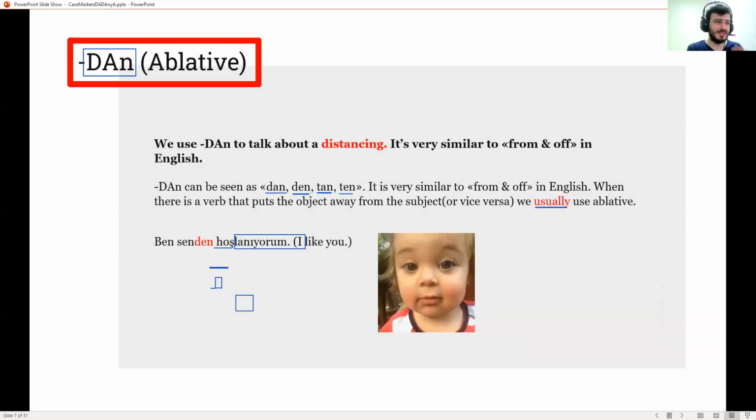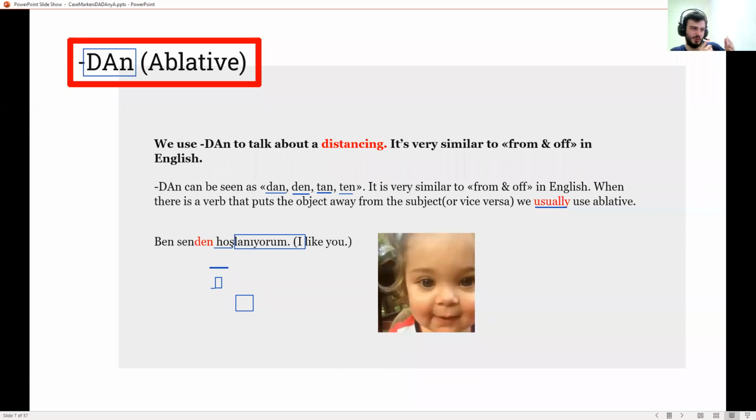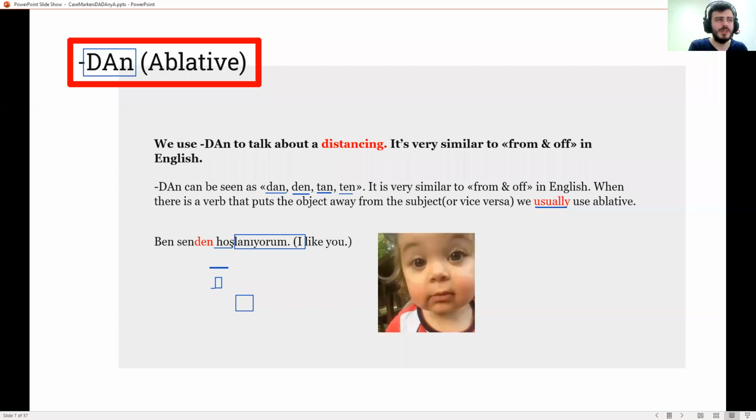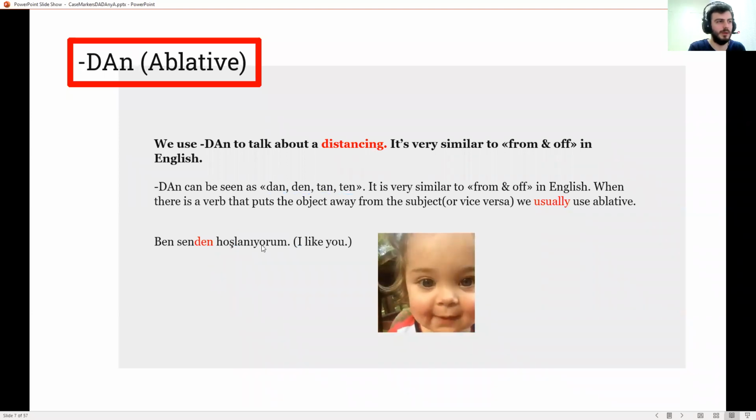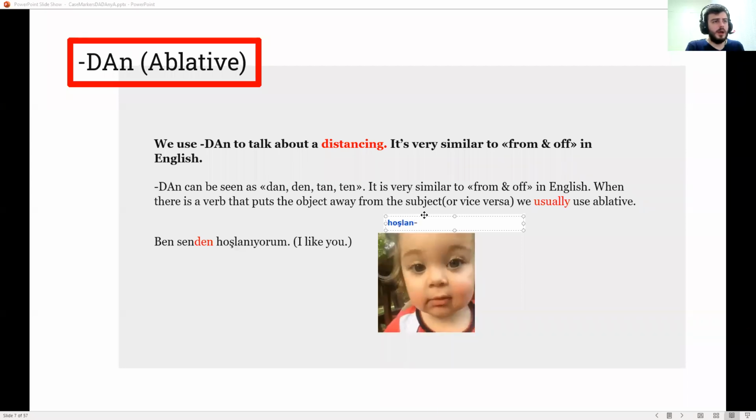But it's not always like this. It's not always something you hate, something you stay away from. There are some verbs that we also use with the ablative that don't put any distance. And the most common one is the verb hoşlanmak. Let me write it down over here. Hoşlanmak is basically to like.